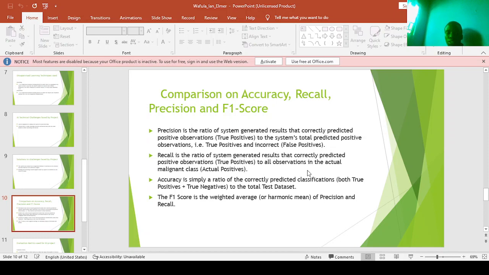Then accuracy is a ratio of correctly predicted classifications to the total test dataset. The F1 score is a weighted average of precision and recall. That's what I can say about those.